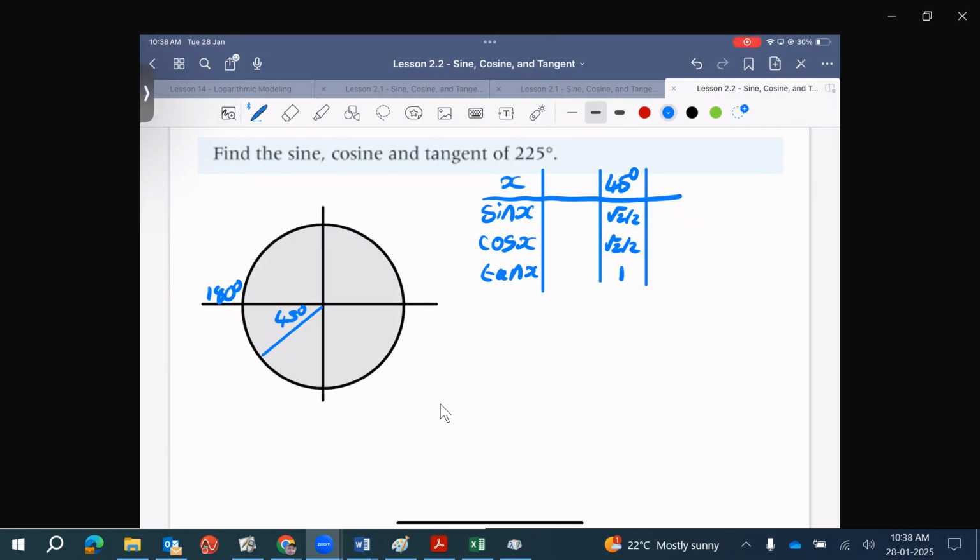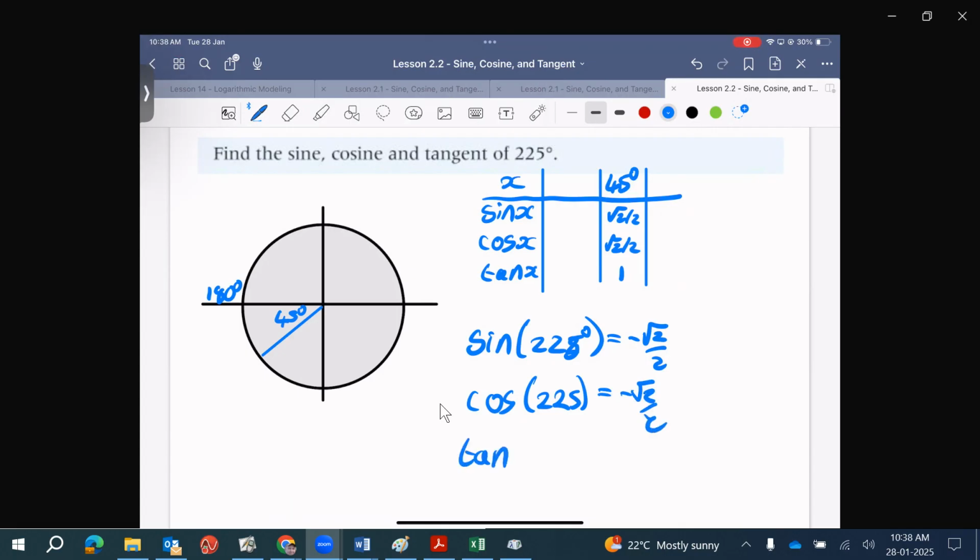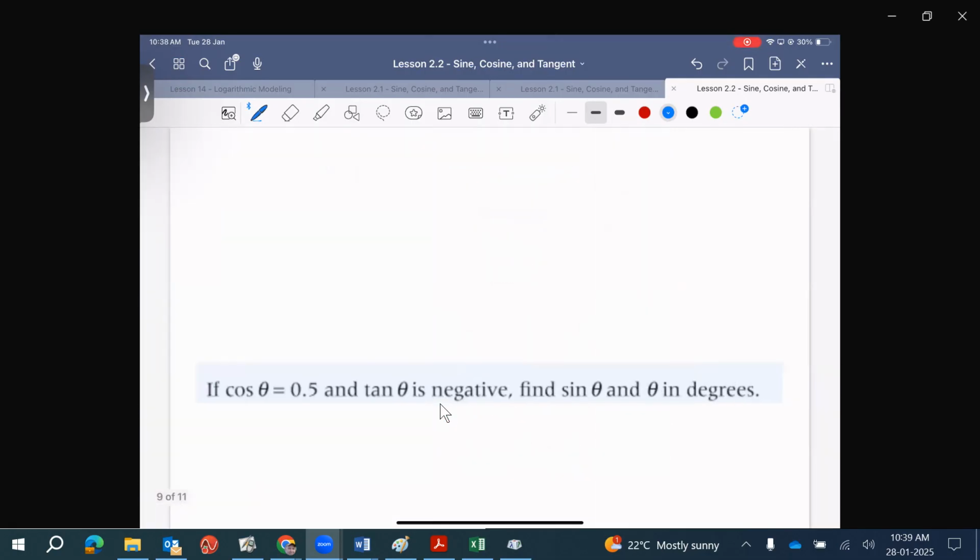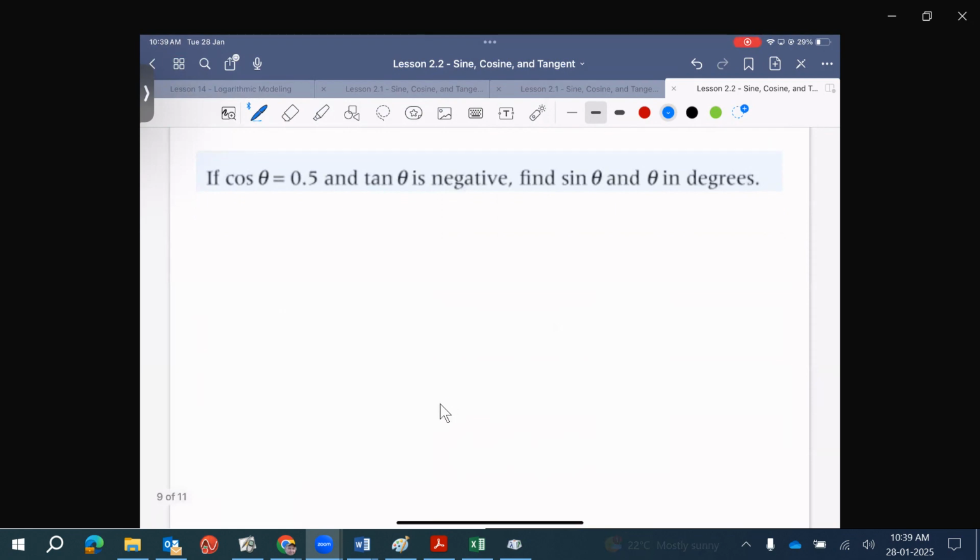Which one is going to be positive? Which one is going to be negative? So the sine of 225 is going to be minus root 2 over 2. The cosine of 225 is going to be minus root 2 over 2. And the tangent of 225 is going to be 1. Done. Have a go at this one.